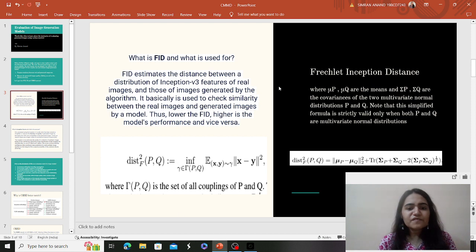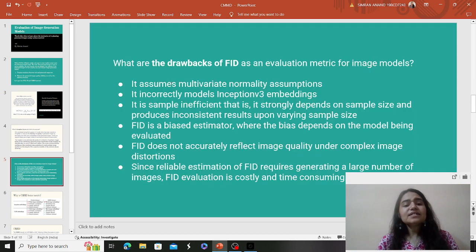And also, this formula on my screen has statistics. FID is computing the distance using statistics like mean and covariance. The means are mu P and mu Q, what you see on my screen, and sigma P and sigma Q are the covariances of the P and Q image sets. So it assumes multivariate normality, which is a drawback.